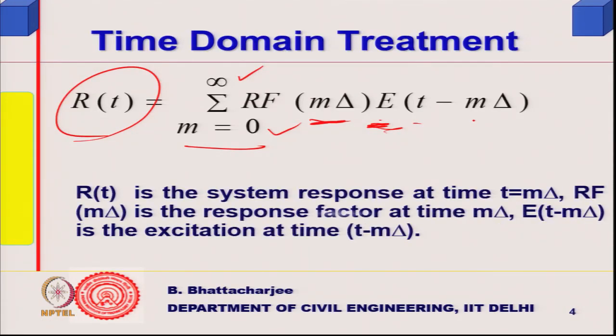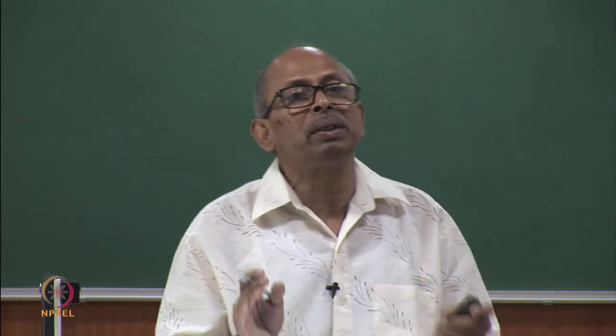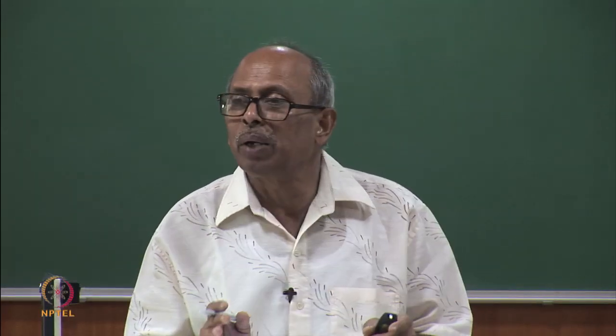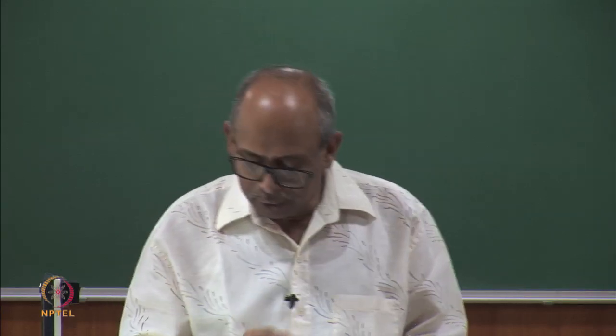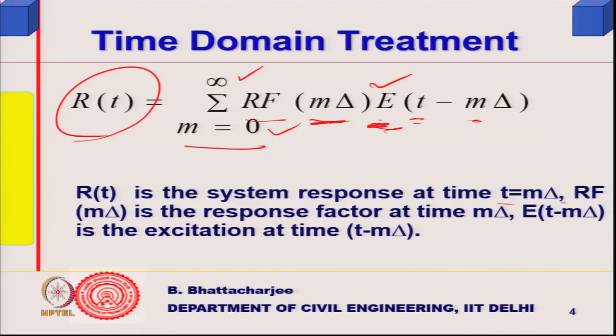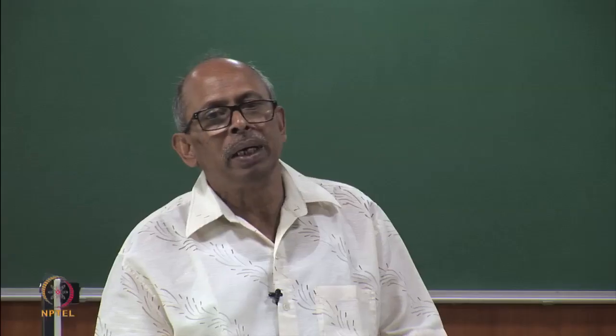So, the excitation, current one, will be m equals 0, current is t. Then m equals 1 is the excitation value delta time earlier, and the response also at the earlier time. So, you sum it up, and the response of the system you can obtain for any construction, and store them, keep them recorded for future uses. That is what was done. R is the system response at time equals m delta. These are response factors at time m delta. This is the excitation at time t minus m delta. So, this is the time domain solution. The principle is this, and you can actually use this.